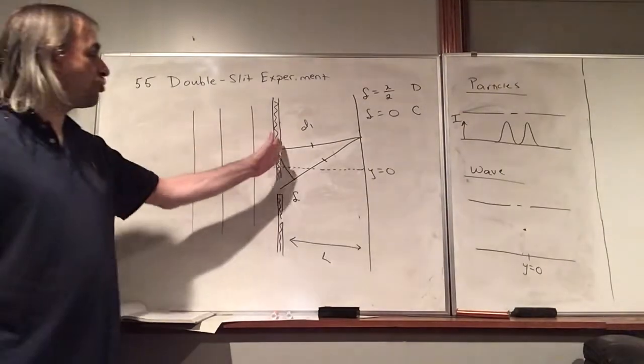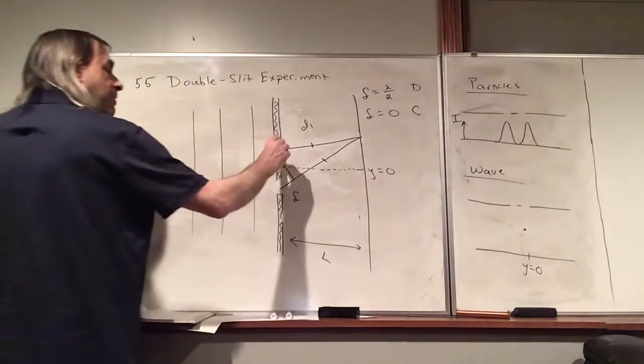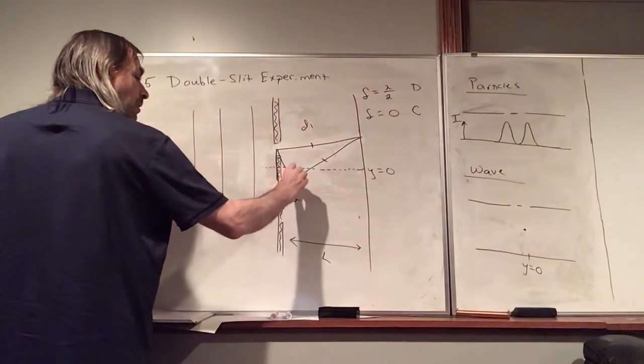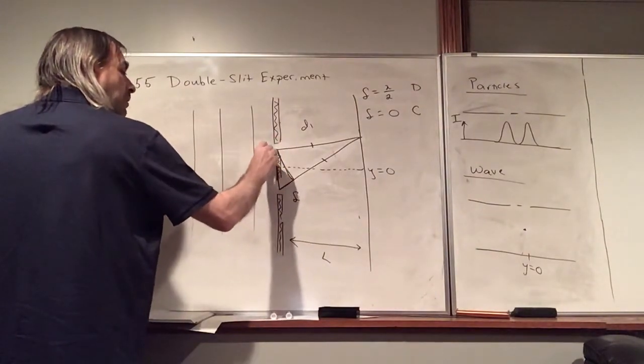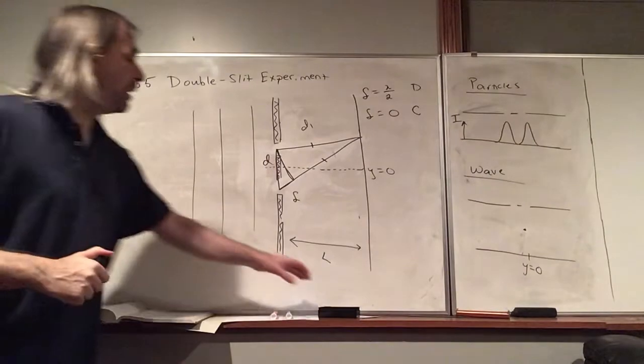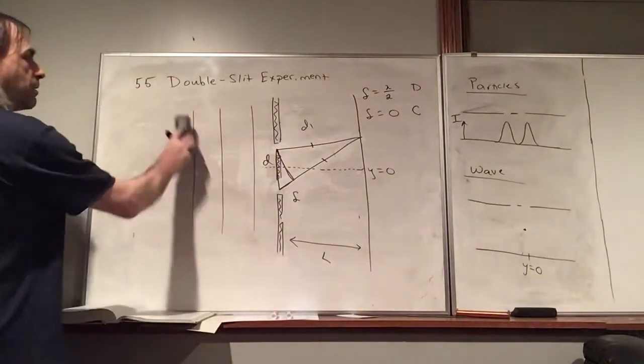And so basically we have a triangle here, and remember this side was D. D is the separation between the slits. You can get rid of these wave fronts just to have some room to work with.